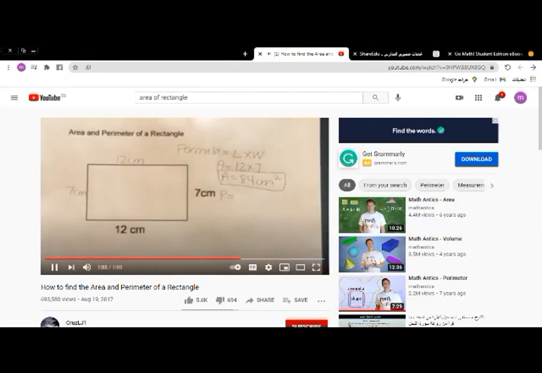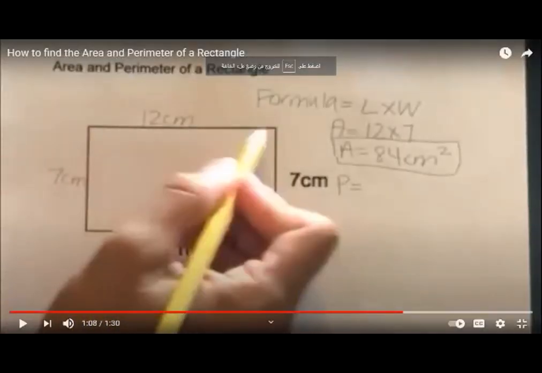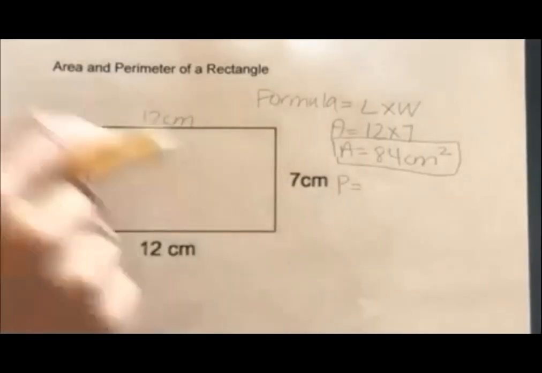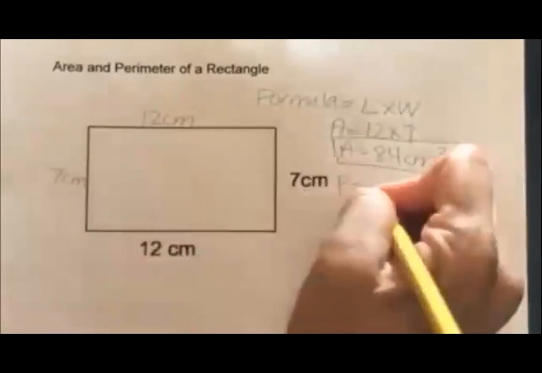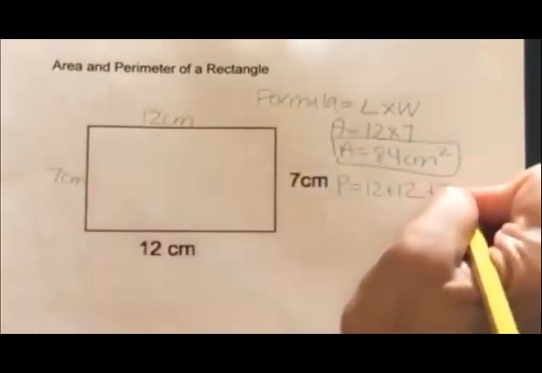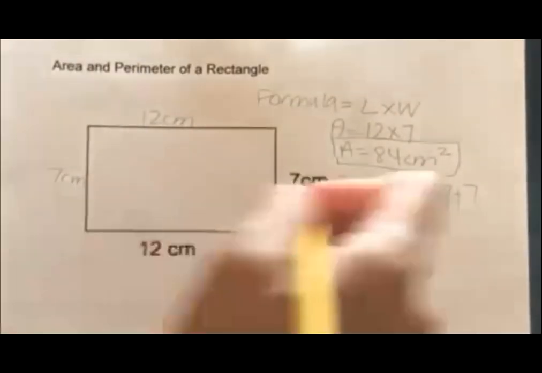remember the perimeter is just adding all the sides. So if you see here, a rectangle has... We studied perimeter before, but our lesson today is about area. So look how to find perimeter. 1, 2, 3, 4 sides. So we're going to add 4 numbers. We're going to add 12 plus 12, and then 7 plus 7. When we add all those sides, you get 38.